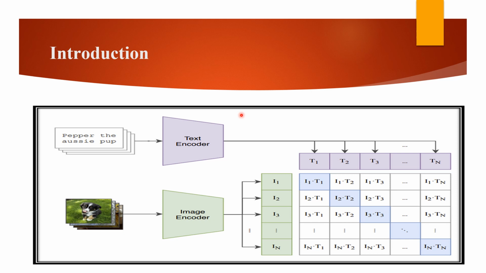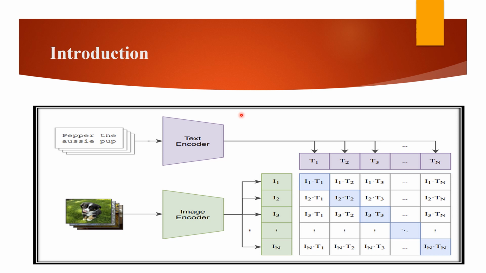Now this game will involve showing the model a pair of an image and a text description and asking it to determine if that image and text are related. So by playing this game repeatedly, the model learns to associate specific images with specific words or phrases, eventually developing a deep understanding of the connection between text and images.